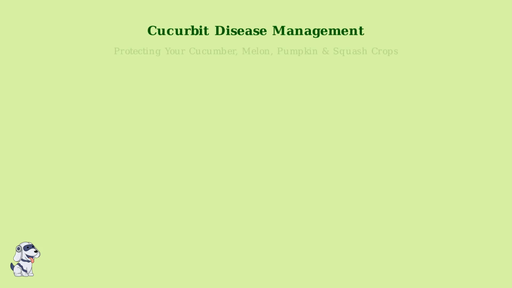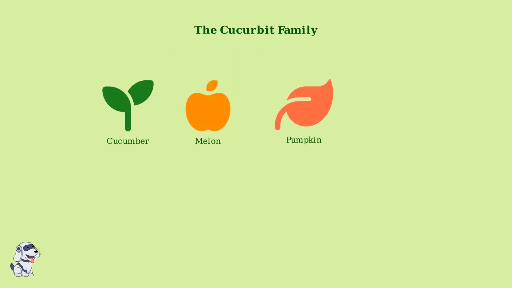Welcome to your comprehensive guide for managing diseases in cucurbit crops. Cucurbits include popular vegetables like cucumbers, melons, pumpkins, and squash that are essential for many farms and gardens. These crops belong to the cucurbit family and share similar growing conditions and vulnerabilities. They are all susceptible to various bacterial and fungal diseases that can significantly impact your harvest.